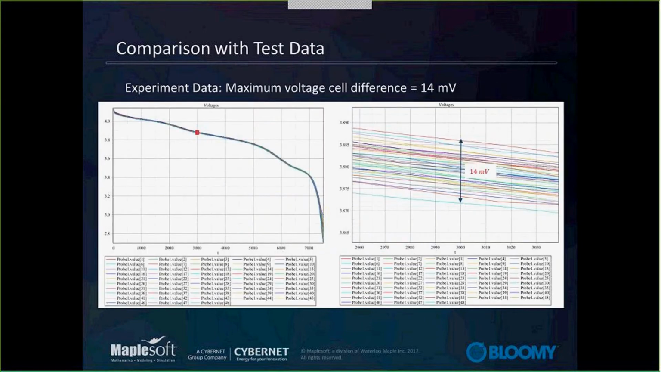From the experimental results, each one of their cells had a slight difference in the voltage response. Approximately a 14 millivolts discrepancy at the sampled point as the voltage of the cell changes as a function of time when the cells are being depleted.